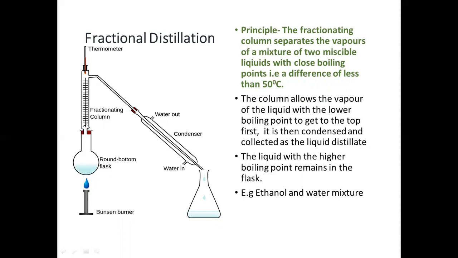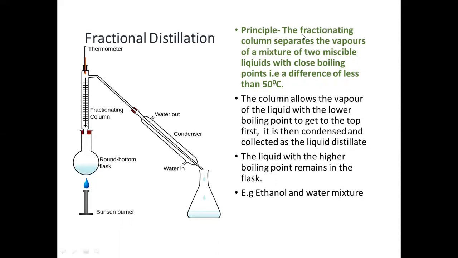However, the purpose of the fractionating column is to allow one of the vapors to be slowed down. So usually the vapor of the liquid with the higher boiling point is going to be slowed by the fractionating column. And the one that has the lower boiling point is the vapor that will be allowed to rise faster. It will enter the condenser and it will turn into a liquid and be collected here as a distillate, and the liquid with the higher boiling point would remain in the round bottom flask.